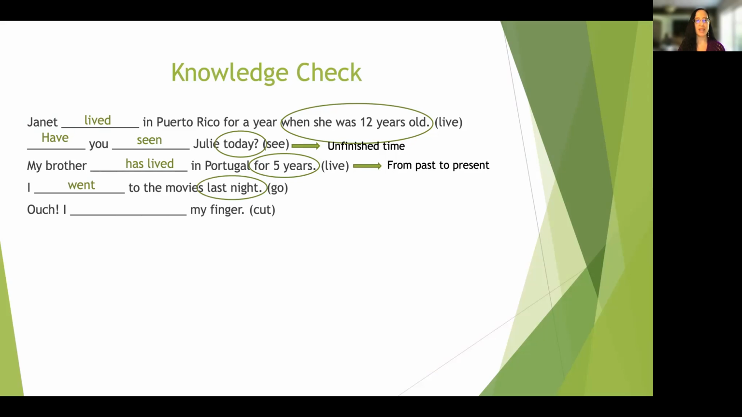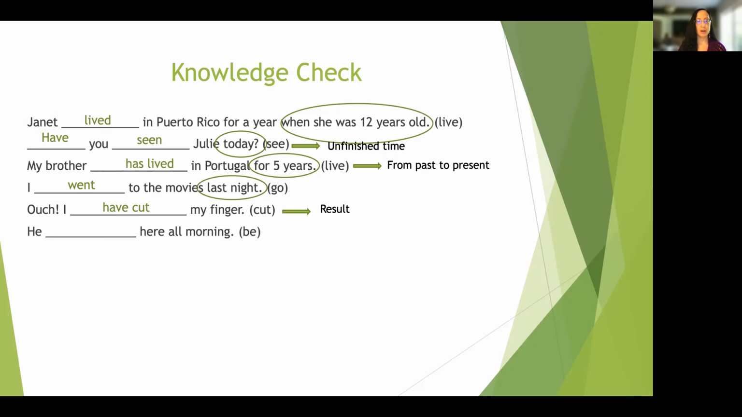Ouch. I blank my finger. What's the main verb? Cut or to cut. Give you the hint. It's the result. I have cut my finger. Okay.